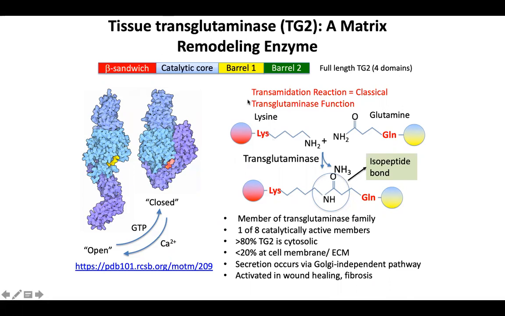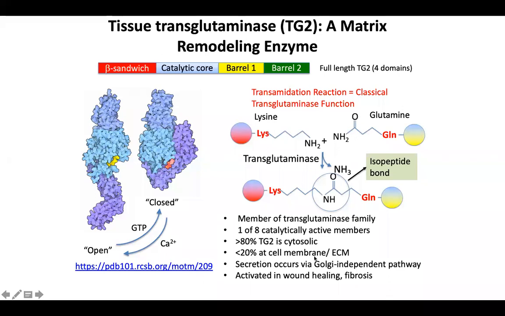So TG2 is a member of the transglutaminase family, which has 8 members. It is one of its 8 catalytically active members. The interesting thing is that most of tissue transglutaminase is actually in the cytosol, where it is GTP bound and rendered inactive.